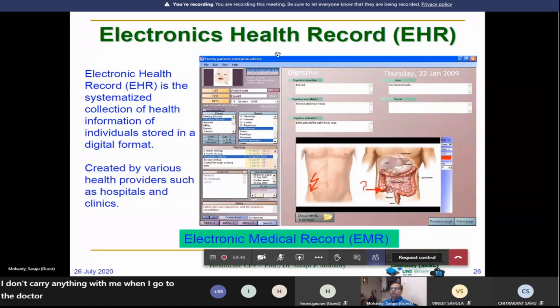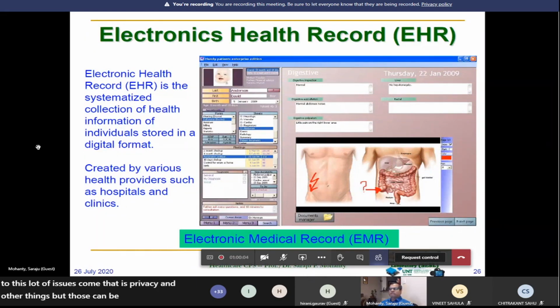So electronic health record has played a significant role to make things easier for the patient, and for the data to be accessible by various hospitals in the network, where our insurance works, and so this is a significant component I consider. Of course, associated to this, a lot of other issues come, that is privacy and other things, but those can be handled as a research problem.